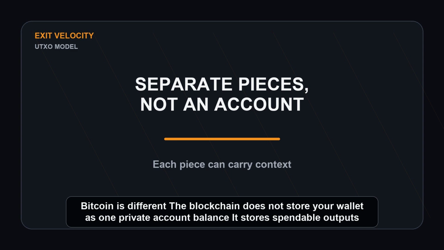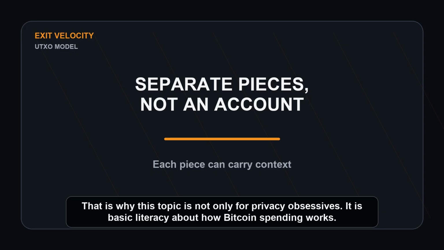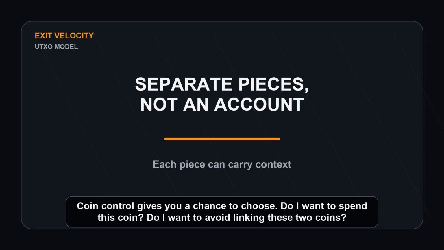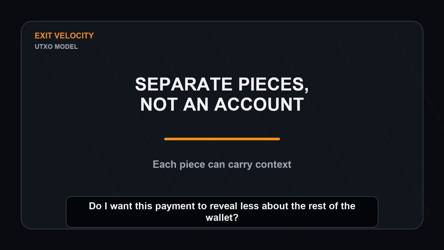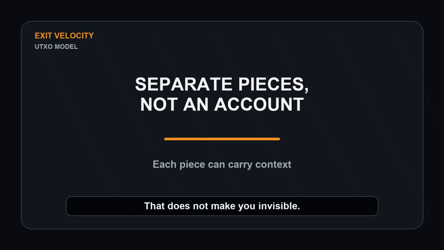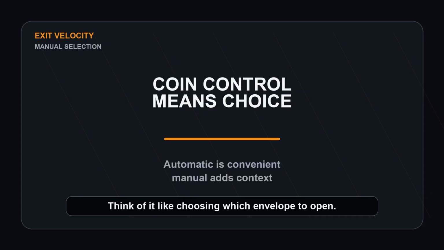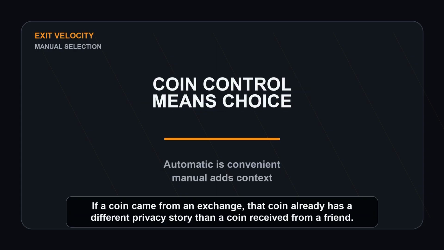This is the part that feels strange for people coming from bank accounts. In a bank account, the bank controls the ledger and the user sees a balance. The user does not normally think about which exact incoming deposit funded which outgoing payment. The interface hides that. Bitcoin is different. The blockchain does not store your wallet as one private account balance. It stores spendable outputs. Your wallet adds them up for convenience. That convenience is useful. But the underlying pieces still exist. Coin control is what lets you see the pieces instead of only the total.